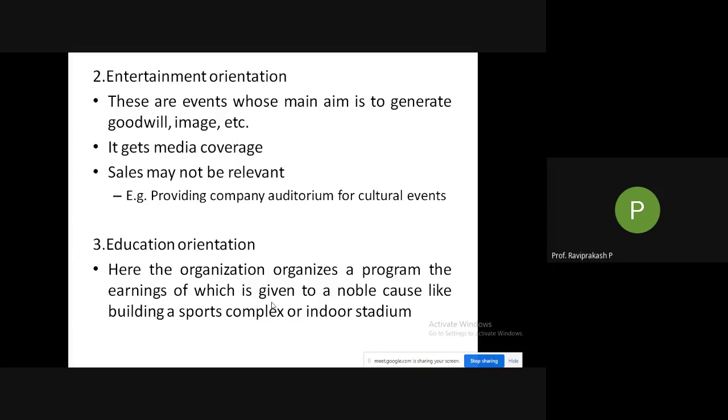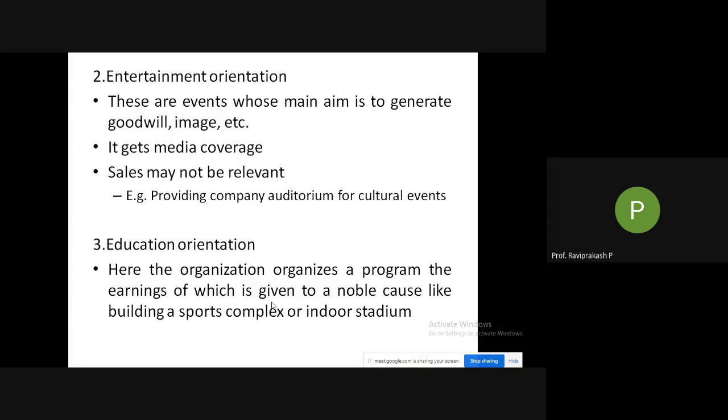To gain the goodwill, these people are doing events. The main aim is to generate goodwill or a better image of the company in the minds of the people. It gets media coverage. These things, what they do, they are having media coverage. Then sales may not be relevant here.